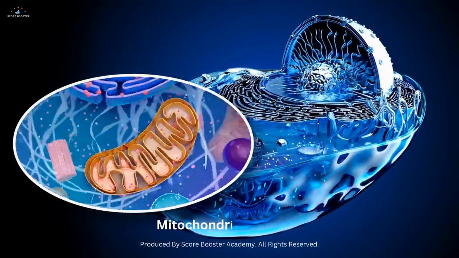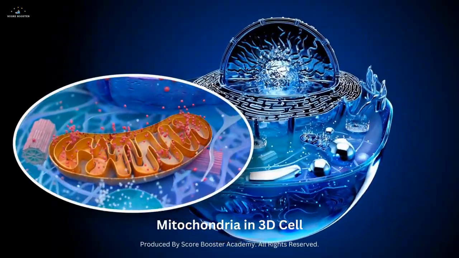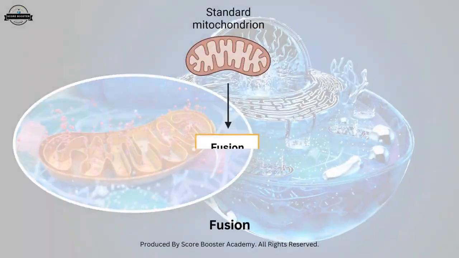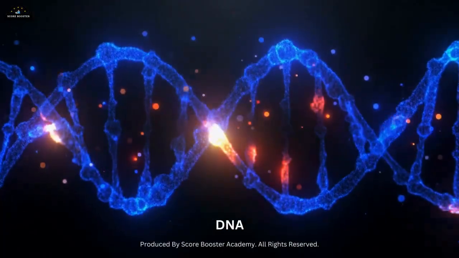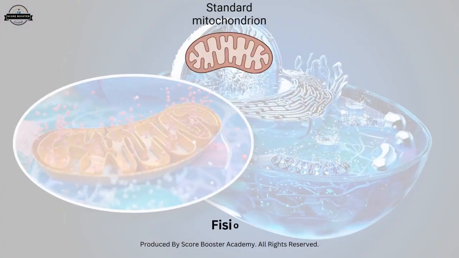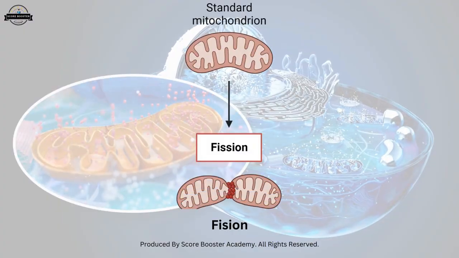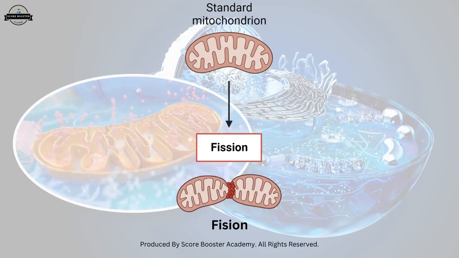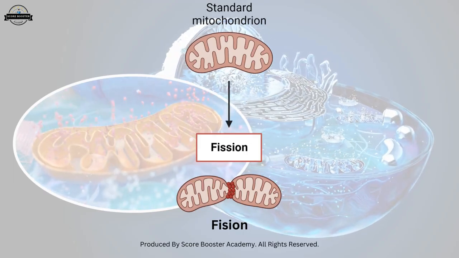Mitochondria form a dynamic network within cells, constantly undergoing fusion and fission processes. Fusion allows mitochondria to combine and share contents, including DNA and proteins, while fission results in the division of mitochondria into smaller units. This dynamic nature of the mitochondrial network helps maintain a balance of mitochondrial function and quality control.